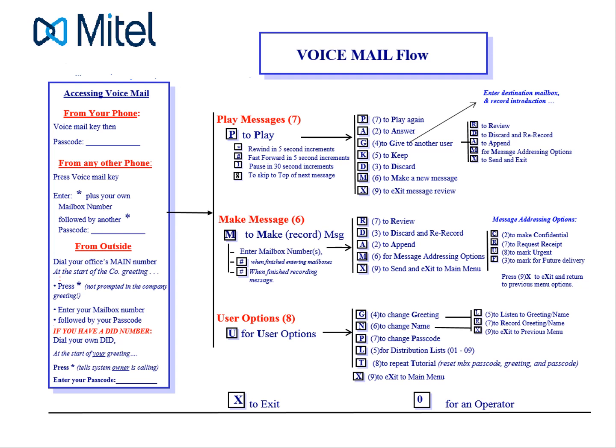Making a message, you can create messages. If you hit 6 when you're in voicemail, and then put in the mailbox number you want to send a message to, you can just record a message, and then afterwards you can always review it, or discard it and re-record it, or append it. You can also do delivery options, things like make it confidential. If you do that, it can't be forwarded to anyone else. You can mark things as urgent, which moves it to the front of that person's list. Or you can also mark it for a future delivery.